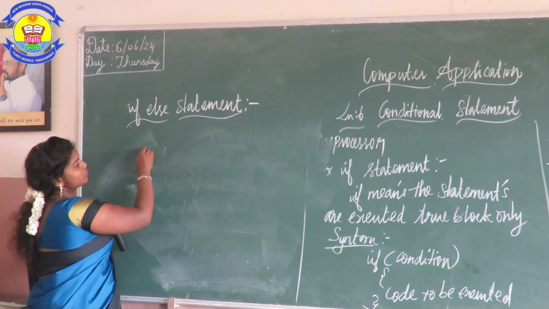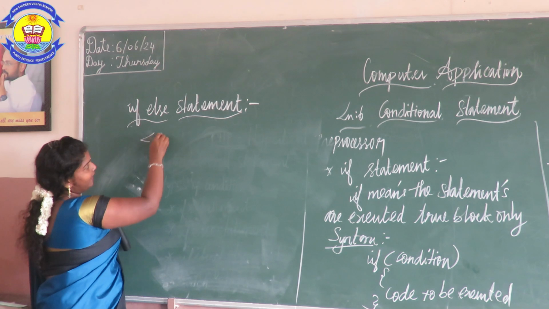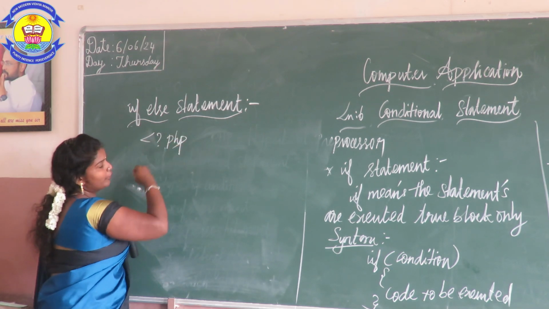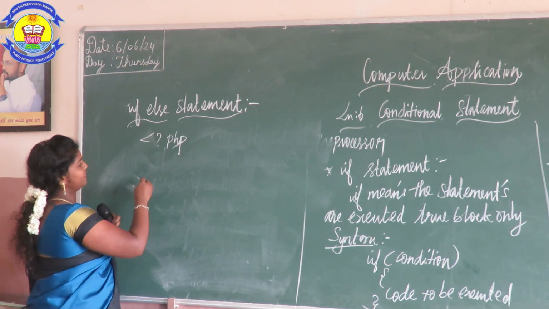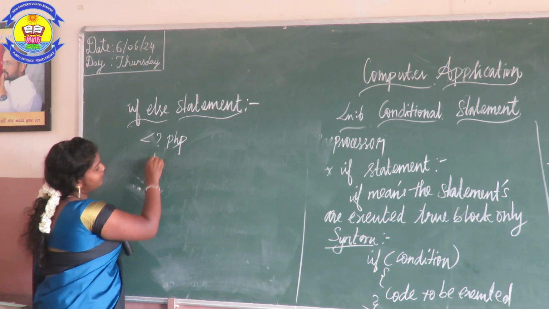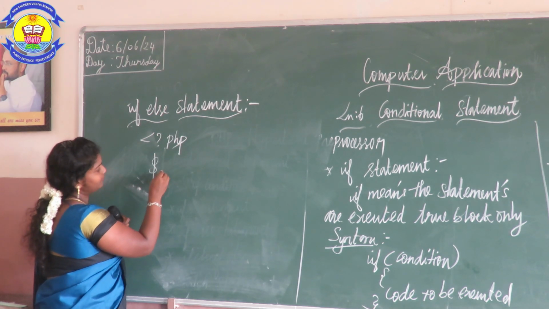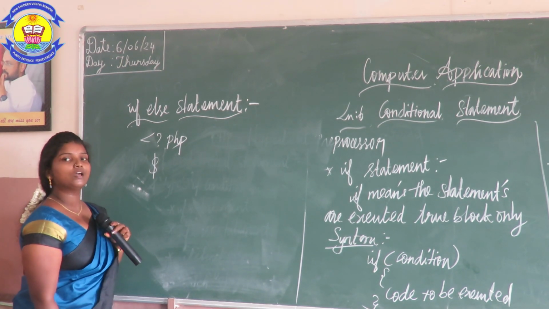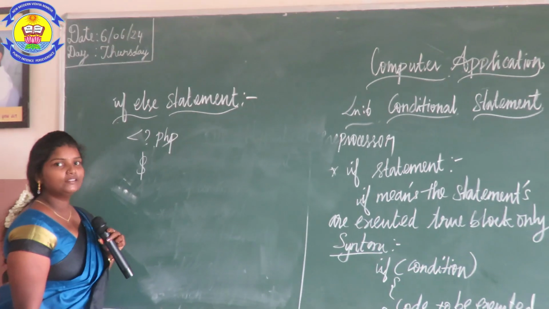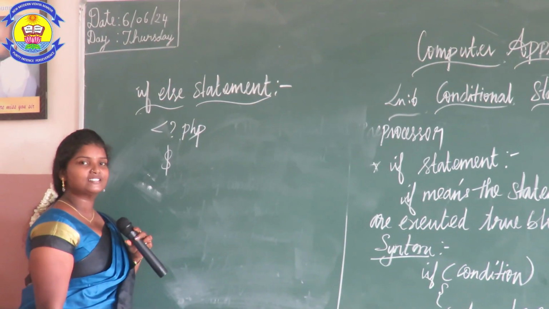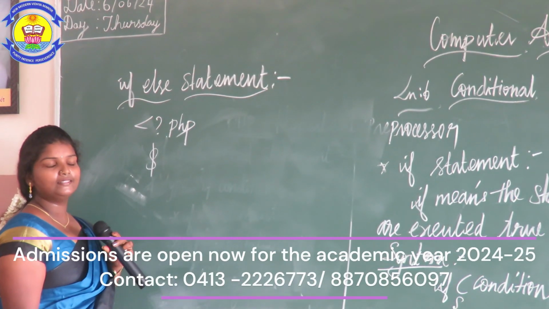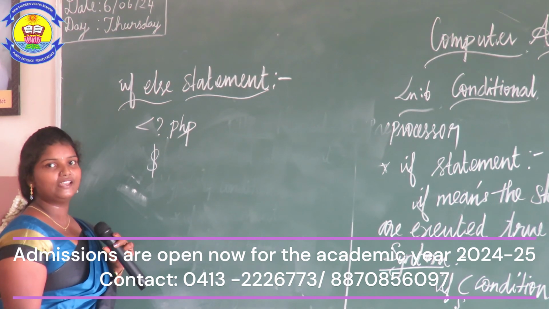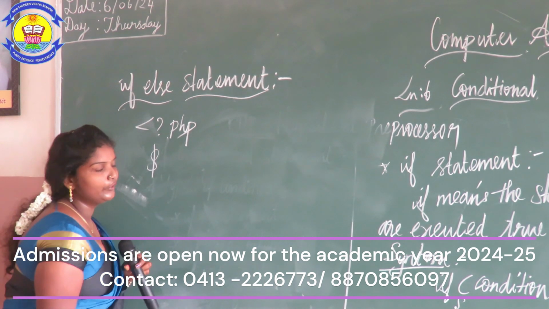Now listen. I'm going to give a tag of PHP because we are going to write a PHP program, and then I'm going to declare a variable to hold the value of something. I'm going to find whether a given number is odd or even. We know that even numbers are 2, 4, 6, 8, and odd numbers are 1, 3, 5, etc. So I'm going to check.